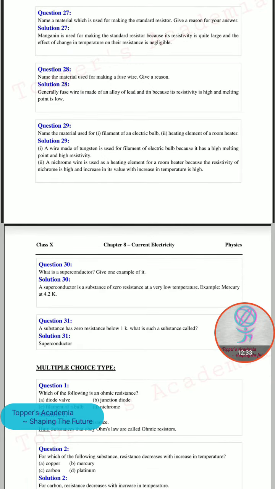Question number 29. Name the material used for the filament of an electric bulb. Number 2, the heating element of a room heater. The solution would be: a wire made of tungsten is used for the filament of an electric bulb because of its high melting point and high resistivity. And number 2, a nichrome wire is used as a heating element for a room heater because the resistivity of nichrome is high and the increase in its value with increase in temperature is high.